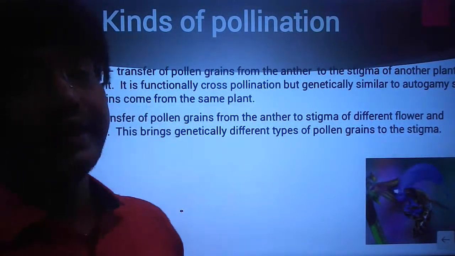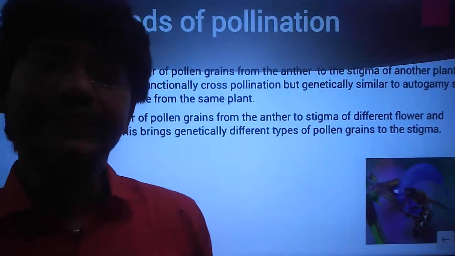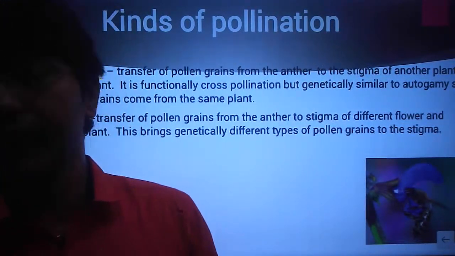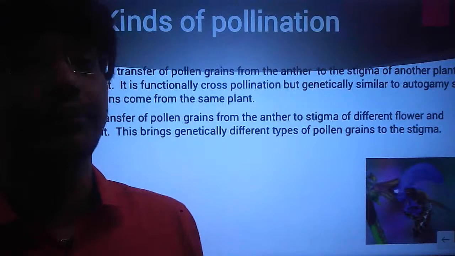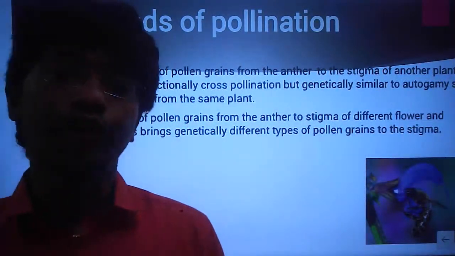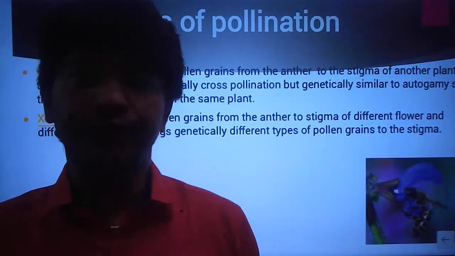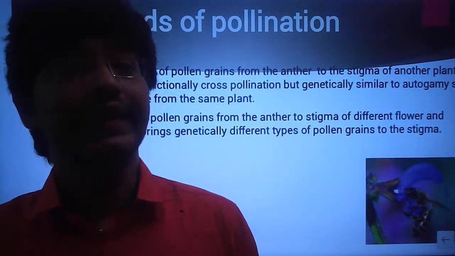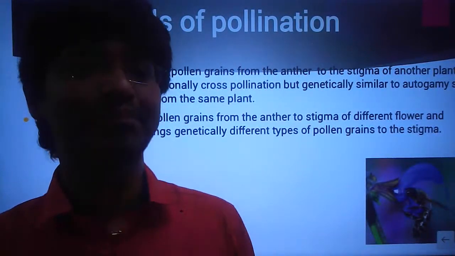But what is the thing actually in geitonogamy? The plant is the same, but the flowers are different. The flowers are different but present in the same plant. But autogamy is same plant, same flower. Geitonogamy, you could see a different flower but the same plant.